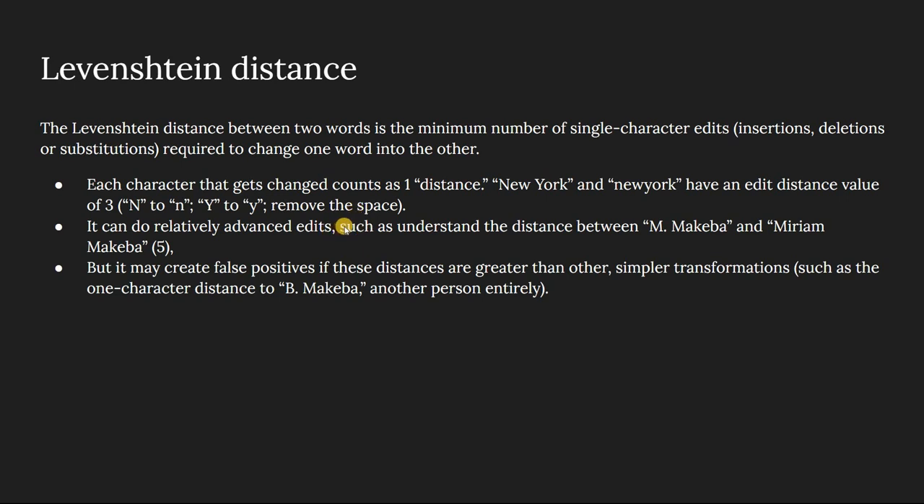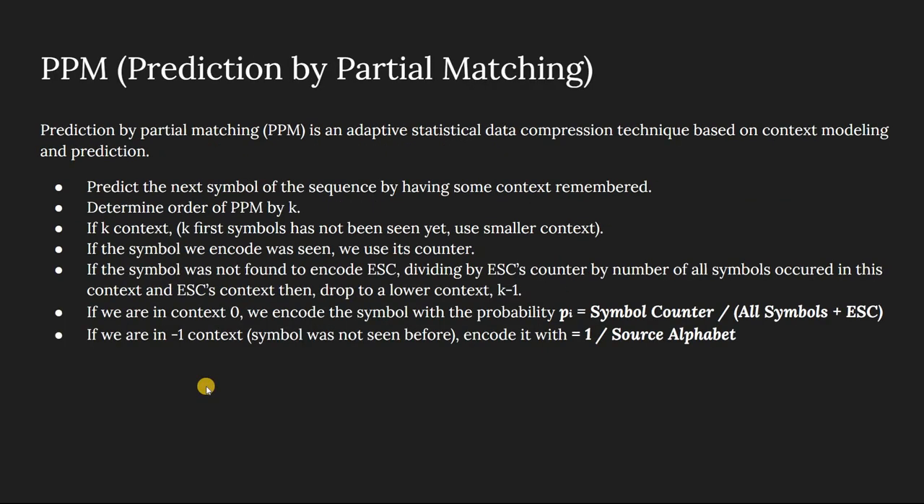It can do relatively advanced edits, such as understanding the distance between m.Makiba and Miriam Makiba, which has an edit distance of 5. But it may create false positives if these distances are greater than the other. Simpler transformations, such as the one character distance to b.Makiba, make the name another person entirely. Now comes PPM, prediction by partial matching.